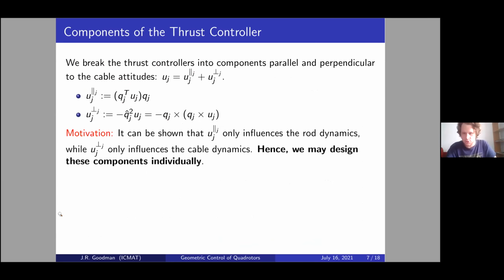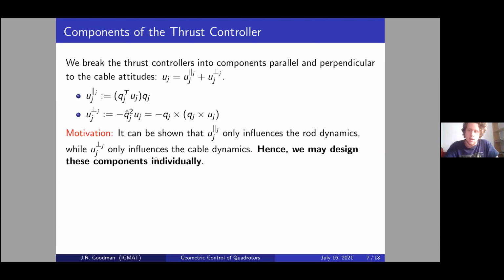So the strategy now is just to work within that reduced model and design a control scheme. In particular, the way that we design these controls is to break our controllers into components which are parallel and perpendicular to the cable attitudes. Such a decomposition can be written explicitly as follows. And the main motivation for this is if you really study the dynamics of the reduced model, you can see that only the parallel components influence the rod dynamics, while only the perpendicular components influence the cable dynamics. And in that sense, you can think of these components as being individual and in some sense gain an extra controller.